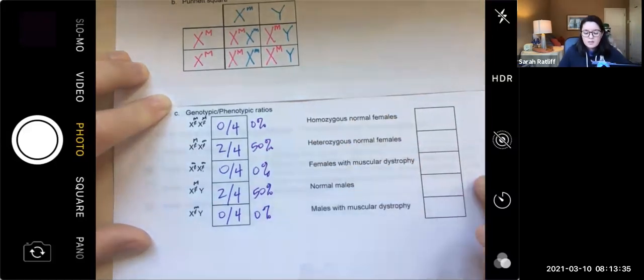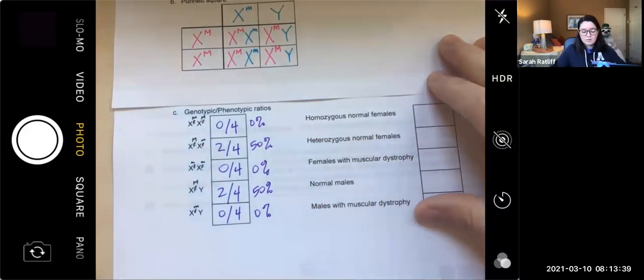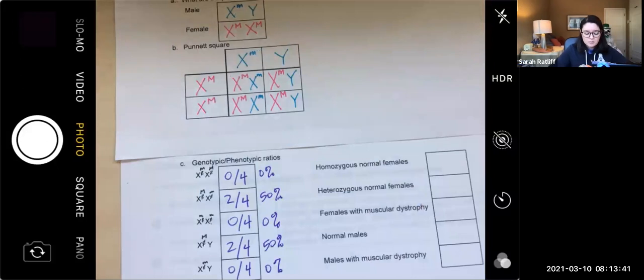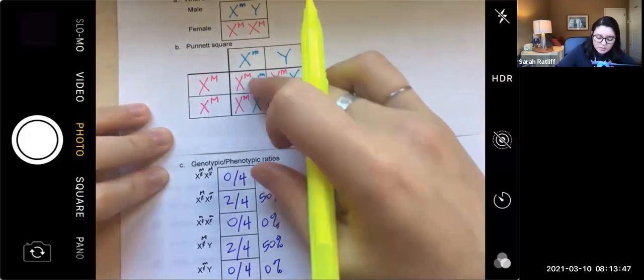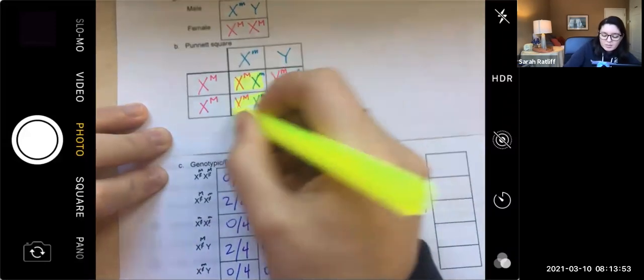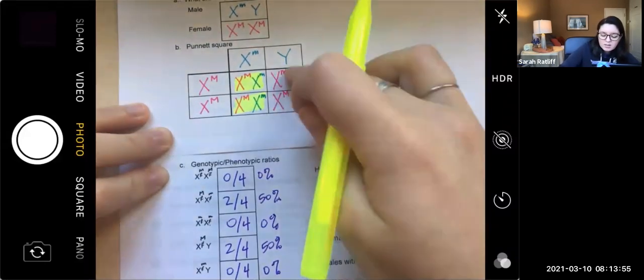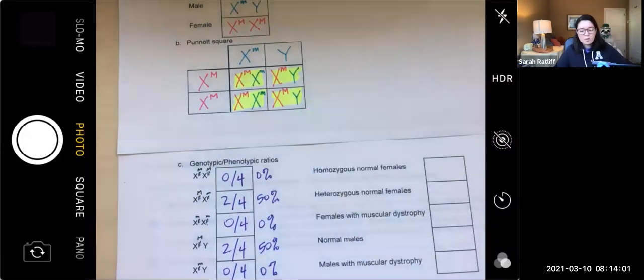All right. Now our last little bit, let's figure out our phenotypes. Our normal guys and gals here. So because there's at least 1 big M here, they will be normal, 1 big M there, normal. And these guys each got a big M from mom there. They will be normal as well. So all of these kids will end up being normal.